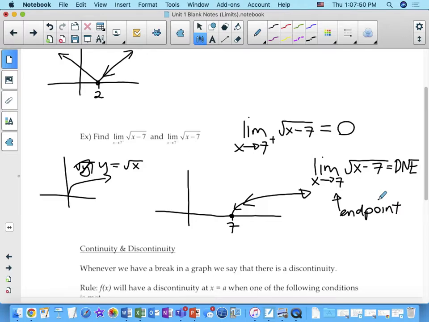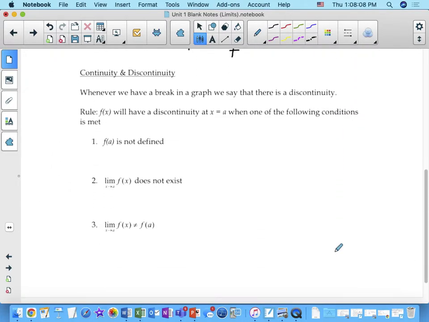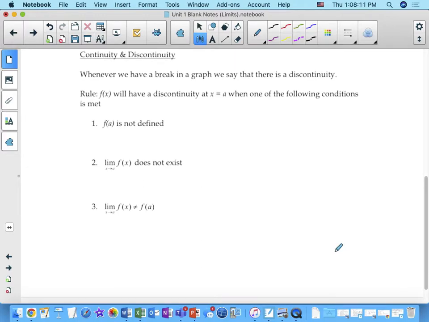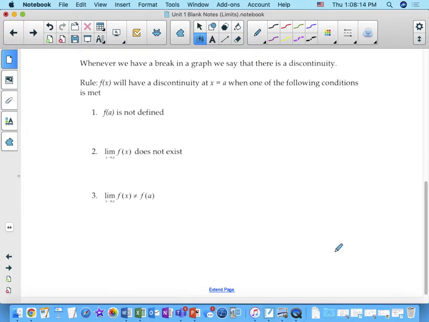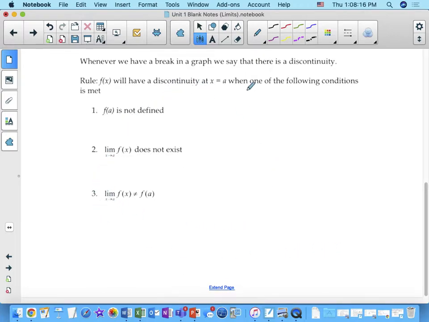So what we're going to talk about next is continuity and discontinuity. Because if a function's continuous, limits are easy, right? Because the limit is just the value of the function at that particular x point. Where things get more complicated, though, is where there is a point of discontinuity. Okay? So there are a couple situations that you can have with discontinuity. You can have something where f of a is not defined. So that might be a hole in the graph.